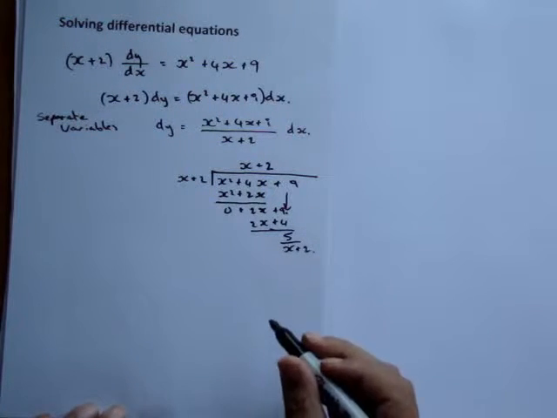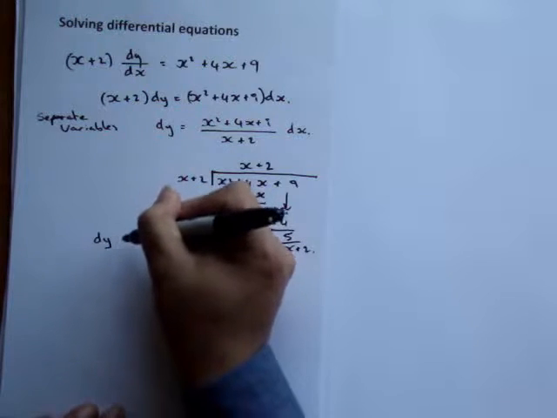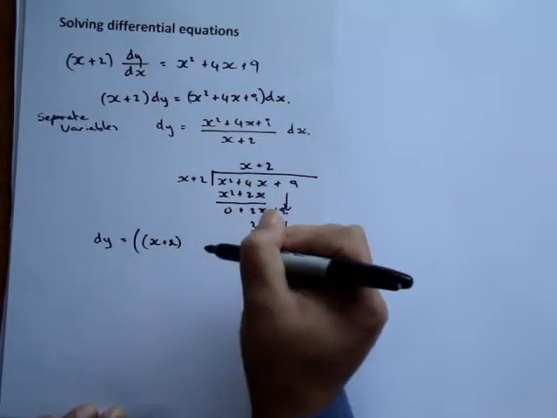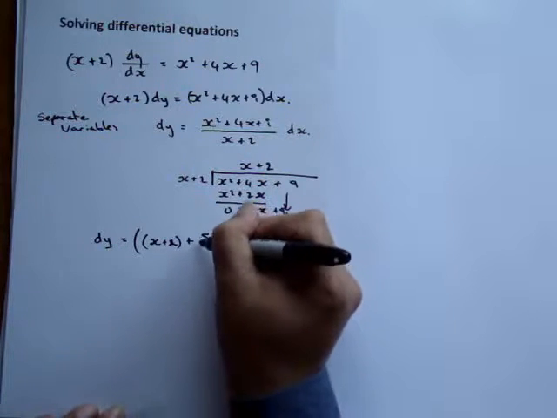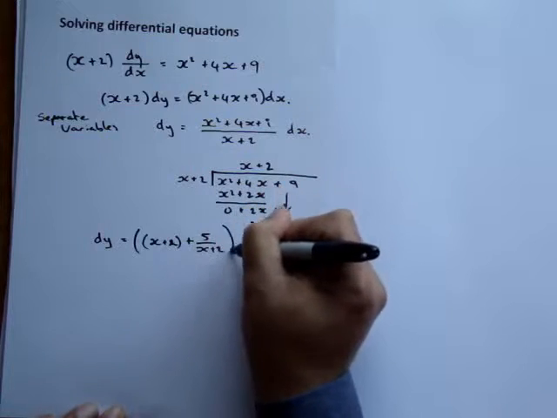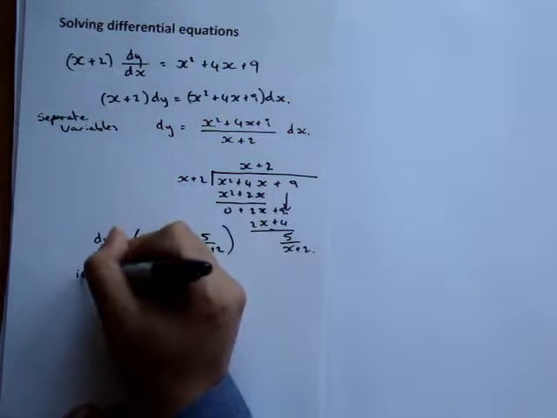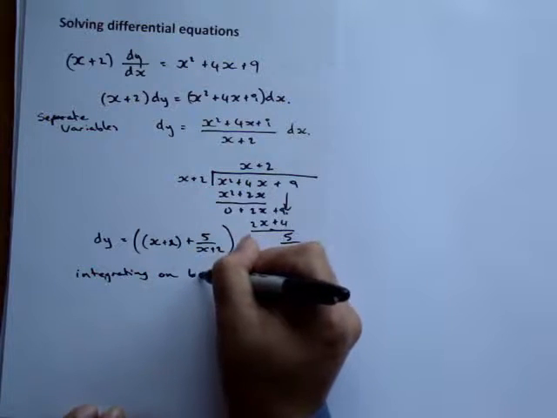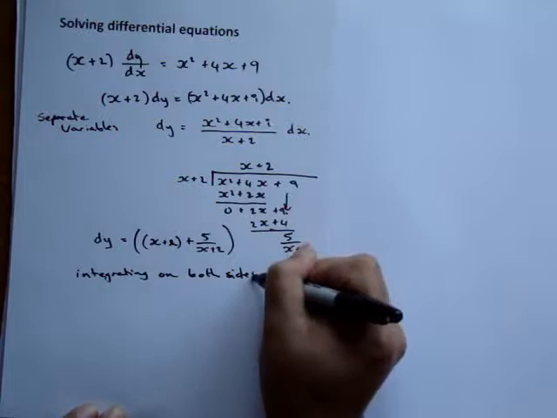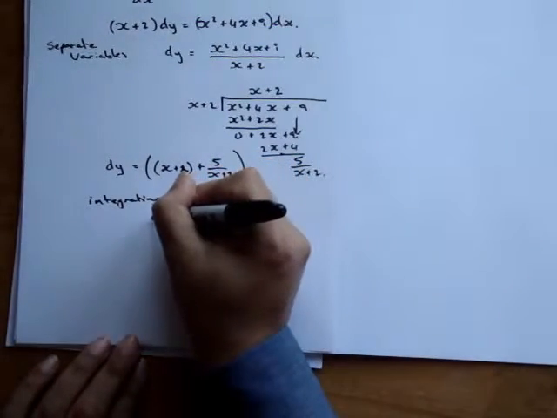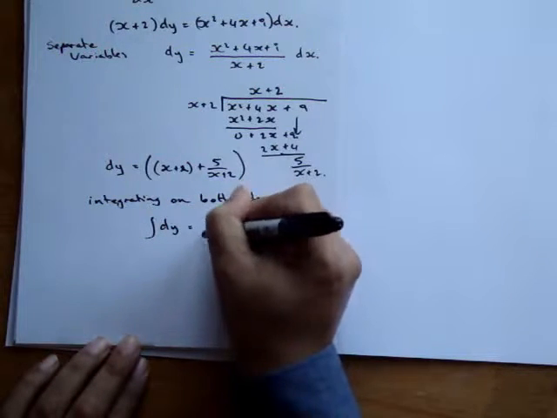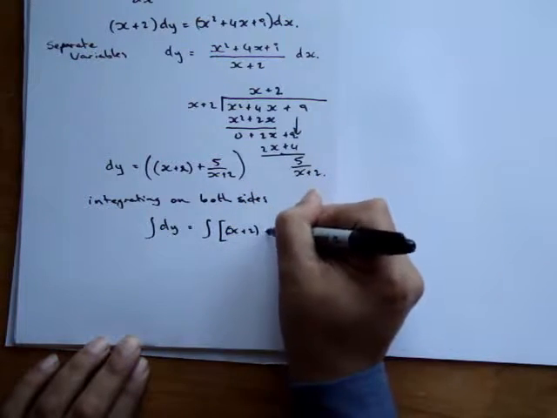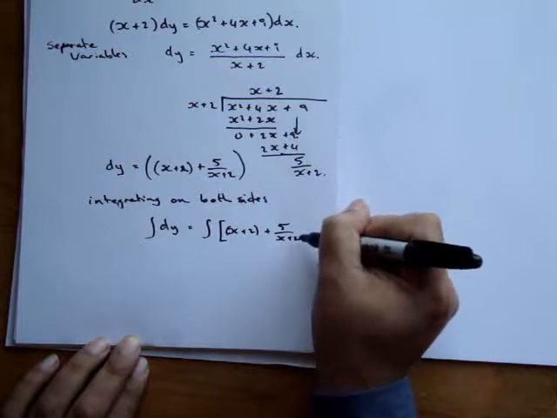So this then becomes, on simplification, dy equals x plus 2 plus the remainder, which was 5 over x plus 2. Integrating on both sides, we get integral of dy equals the integral of all of this, which is x plus 2 plus 5 over x plus 2.